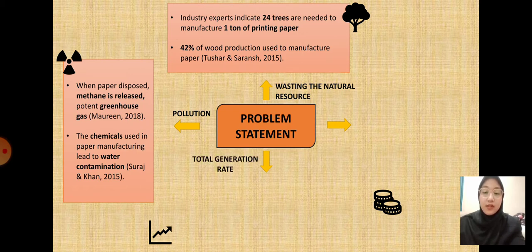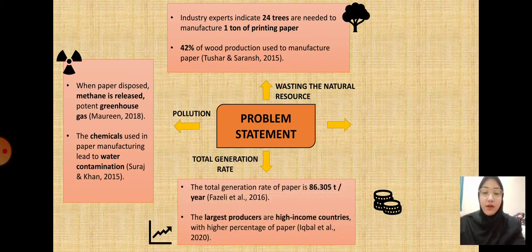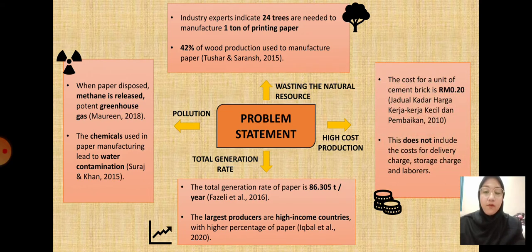Third, total generation rate. The total generation rate of paper is 86.305 ton per year. The largest producers are high-income countries with a high percentage of paper. Lastly, high-cost production. The cost for a unit of cement brick is 20 cents. This does not include the cost for delivery charge, storage charge, and labor.